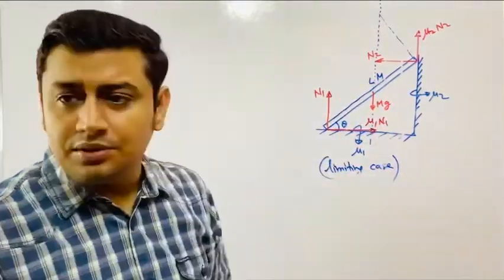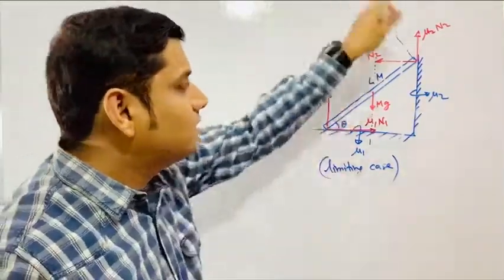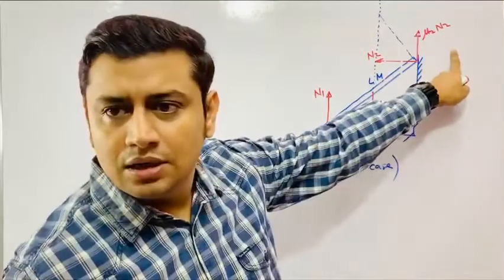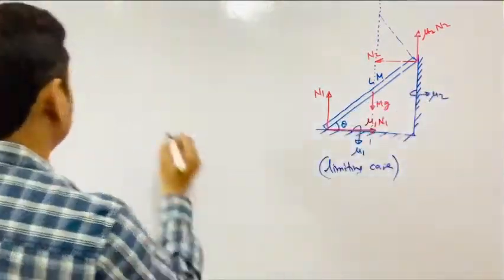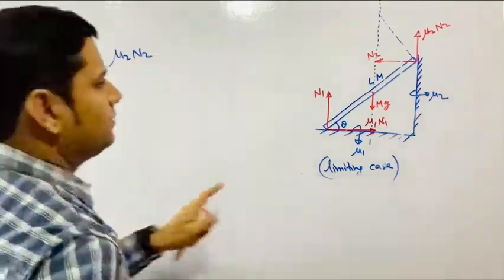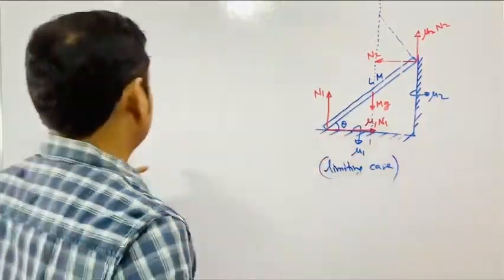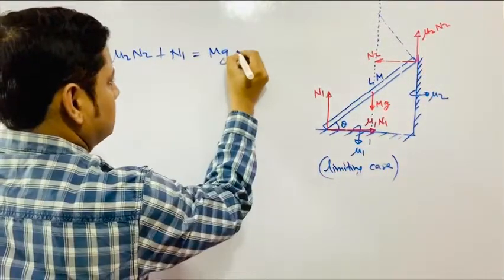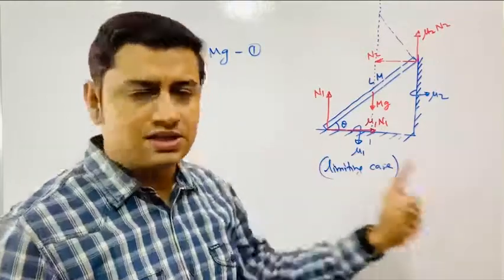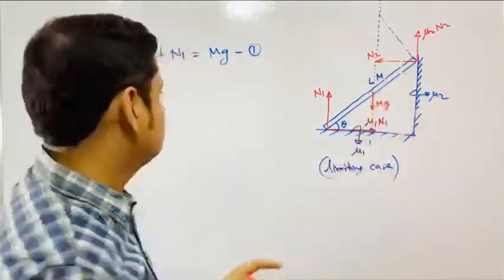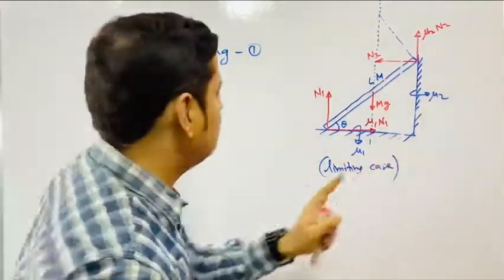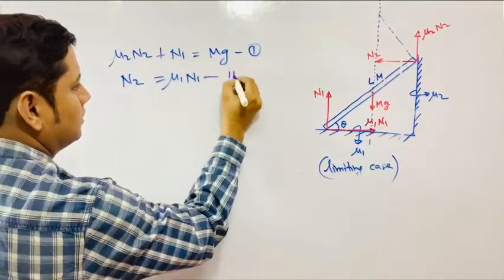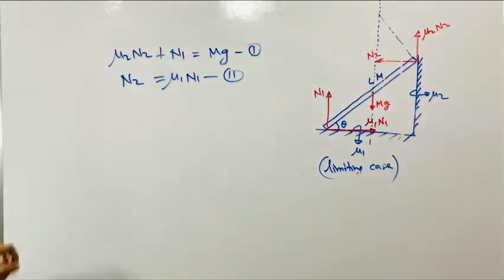Okay, so first of all, write upward and downward. In vertical direction, net force is 0. What is the force here? Mu2 N2. What is the force here? Mu2 N2. So mu2 N2 upward, N1 upward, mg downward. First equation. Second, right and left. Left force N2, right force mu1 N1.